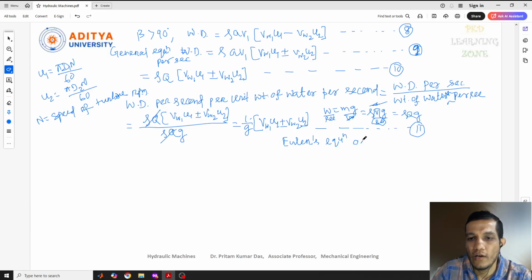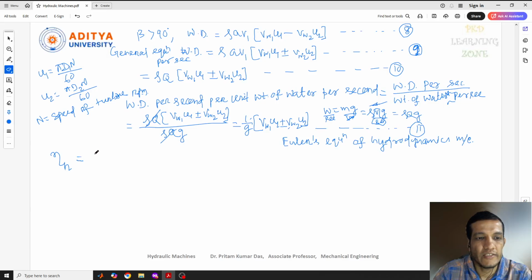Euler's equation of hydrodynamic machine. And this is also known as the fundamental equation of hydrodynamic machines. Anyway, this is the equation. Now here, if beta is 90 degree, then this term is 0 and we will get only this equation. Now similarly, we can find out the hydraulic efficiency.